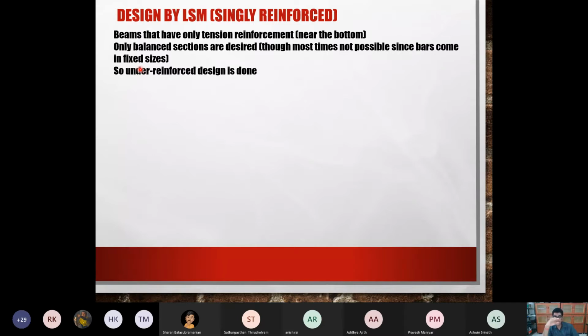Just because you need 1000 mm square of steel, you cannot say that I want to use 5.5 bars or 5 1/4 of a bar. That cannot be done. So in many cases, you will not be able to provide the exact number of bars to reach that particular area of steel. Either you will have to give more than that or you have to give less than that. So if you give more than that, what type of a section is it? If you give a lesser amount of steel than what is for balanced, what type of a section is it?